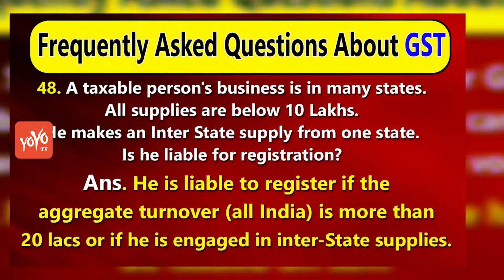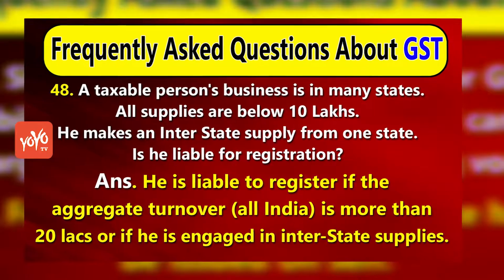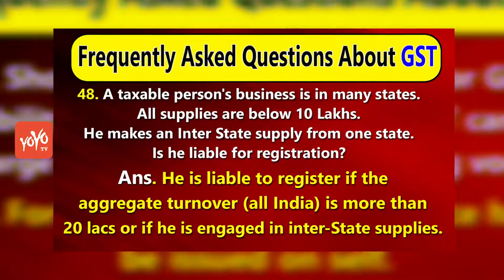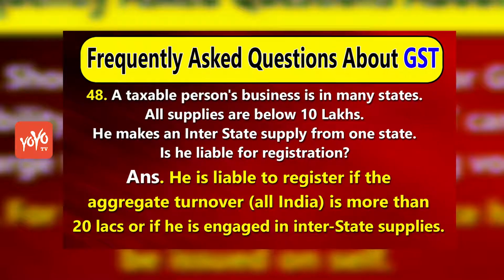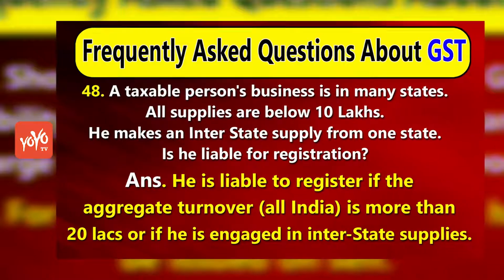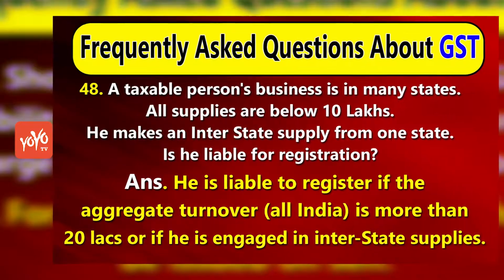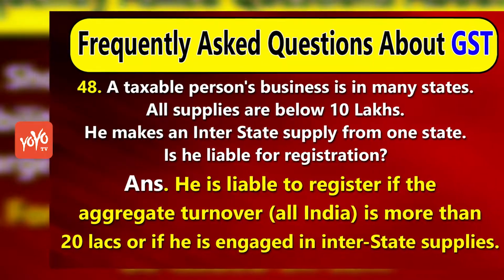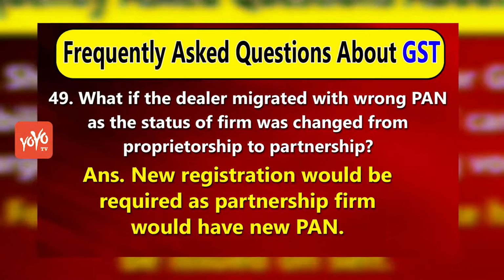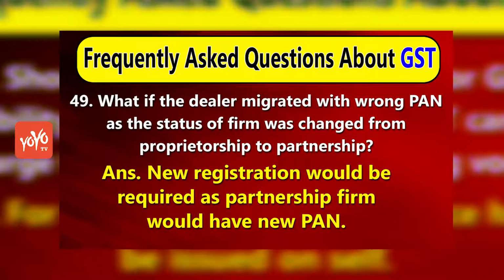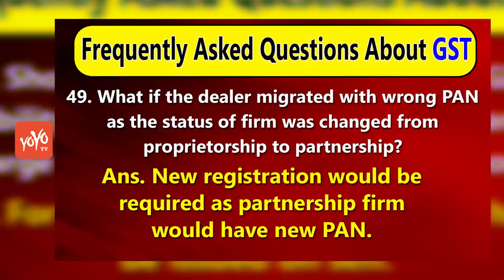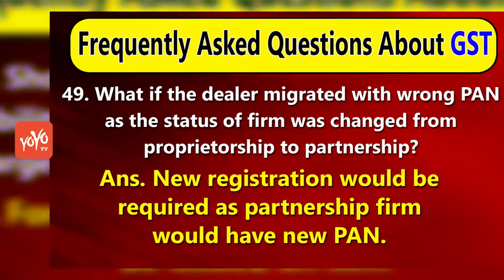Question: A taxable person's business is in many states. All supplies are below 10 lakhs. He makes an interstate supply from one state. Is he liable for registration? Answer: He is liable to register if his aggregate turnover is more than 20 lakhs or if he is engaged in interstate supplies. Question: What if the dealer migrated with wrong PAN as the status of the firm was changed from proprietorship to partnership? Answer: New registration would be required as partnership firm would have a new PAN.